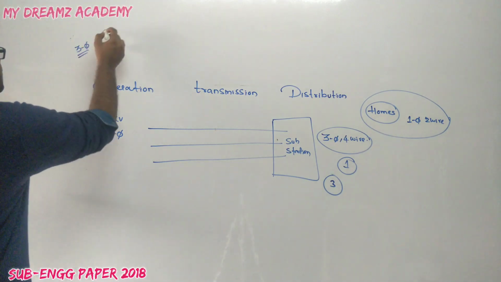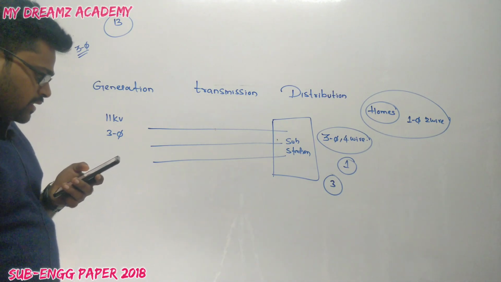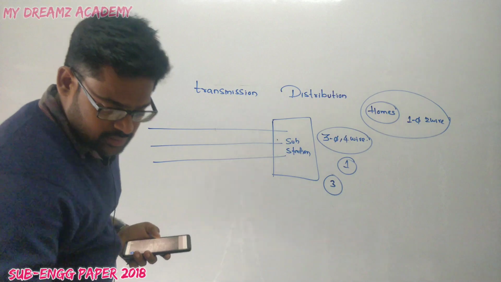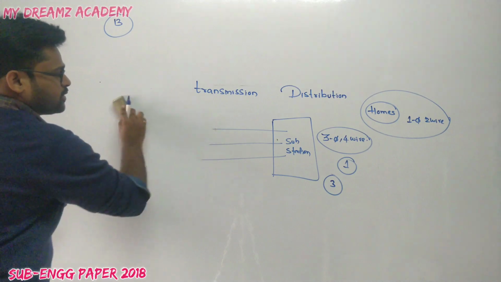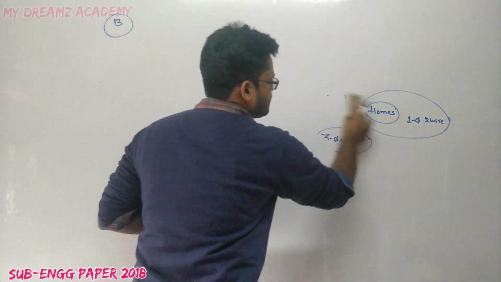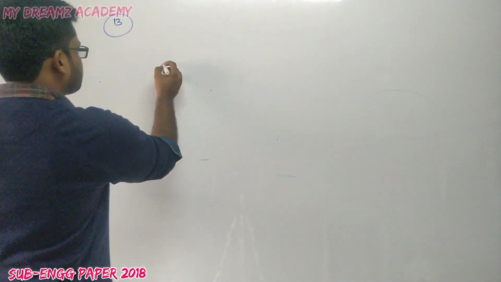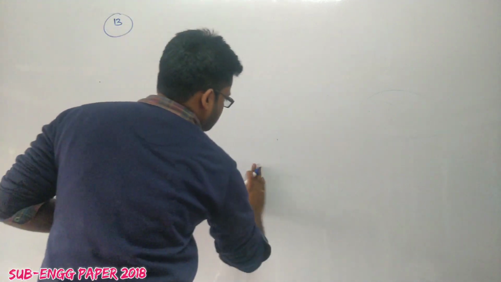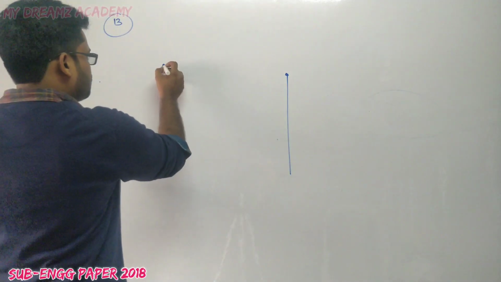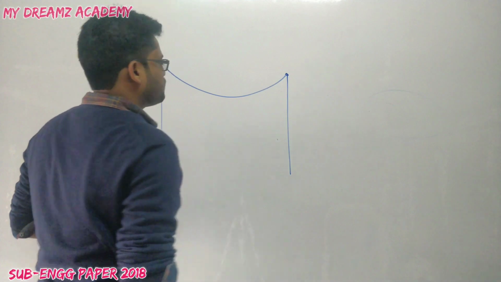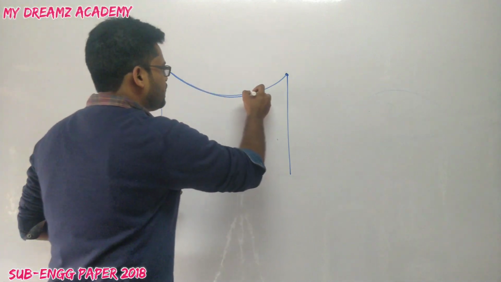Next, question number 13. Stringing charts are useful. The stringing chart is related to sag calculation in the power system. So this is one pole and this is another supporting pole. There is a conductor in between. So the conductor is not a straight line. It will have some sag.